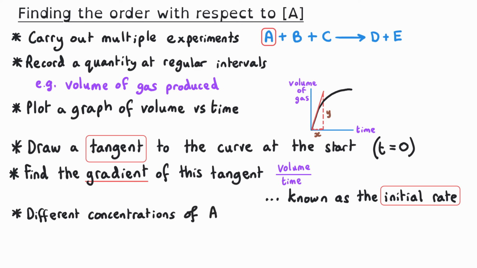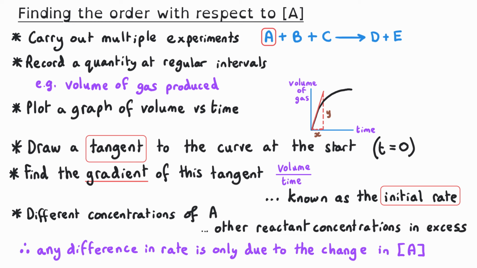And then you would repeat this experiment for different concentrations of A. And every time you repeated the experiment, it's really important that you would keep the other reactant concentrations constant and in excess. And this way, you know that any change you observe in the rate of the reaction is only due to the change that you have made for the concentration of reactant A.